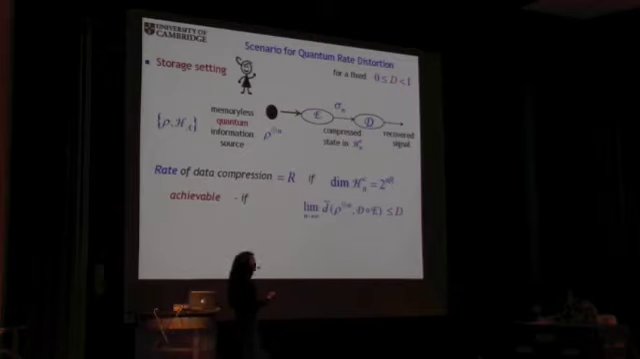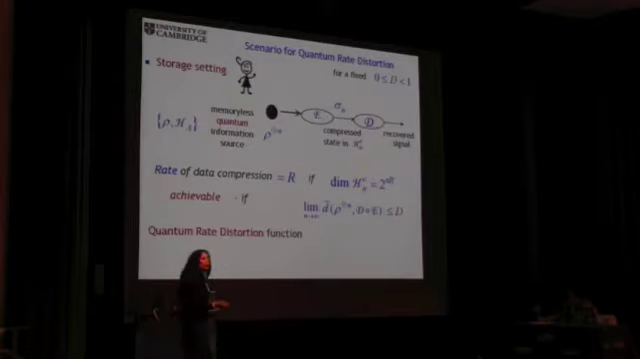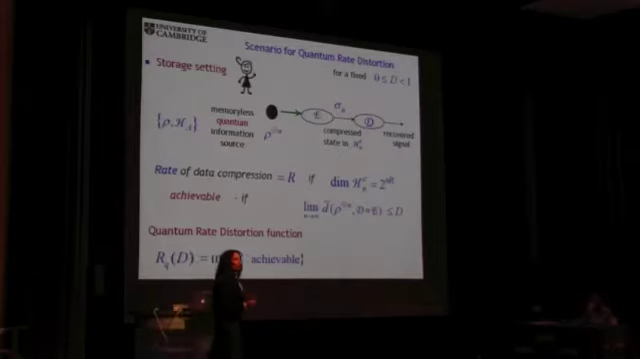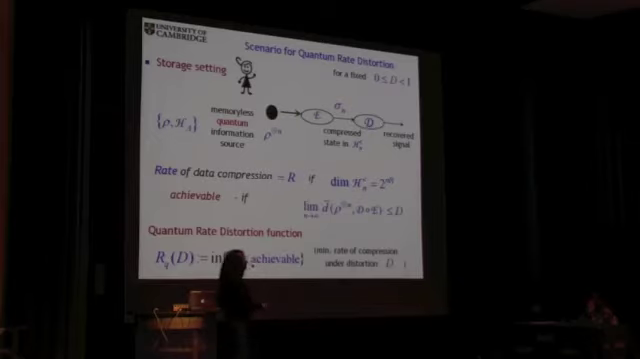So as we have a classical rate distortion function, one can define a quantum analog, the quantum rate distortion function. It is defined as the infimum of all such achievable rates. Physically speaking, it just corresponds to the minimum rate of data compression under this given distortion d. And that's what we are after.